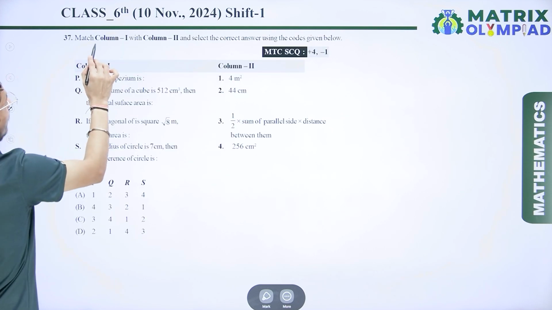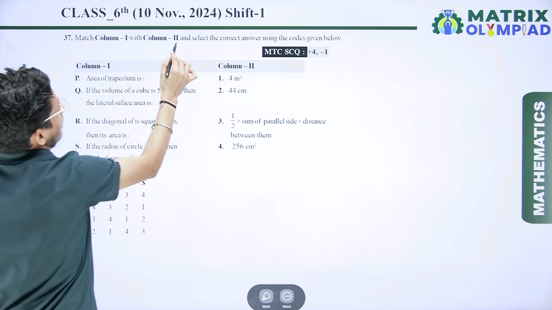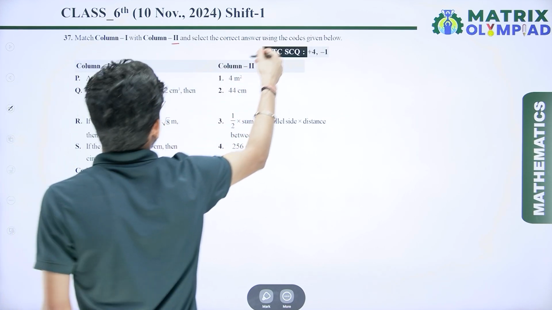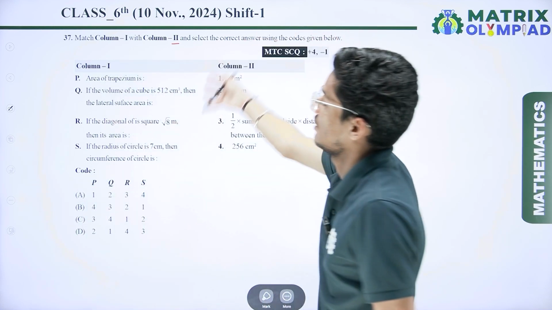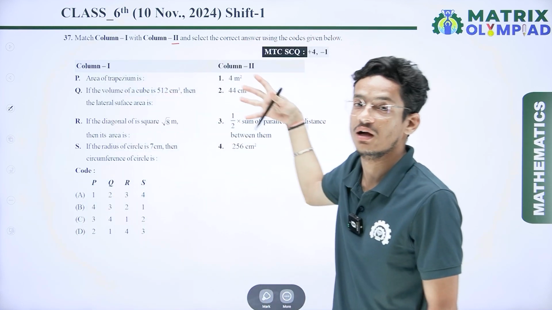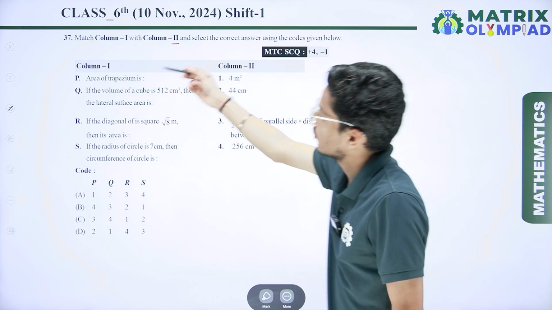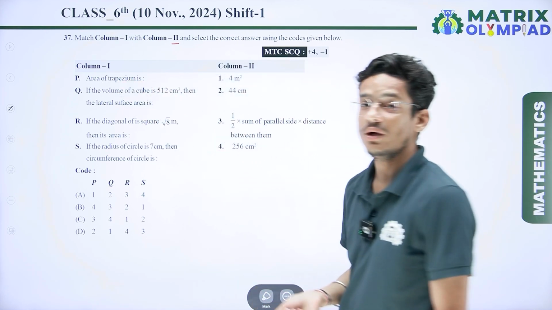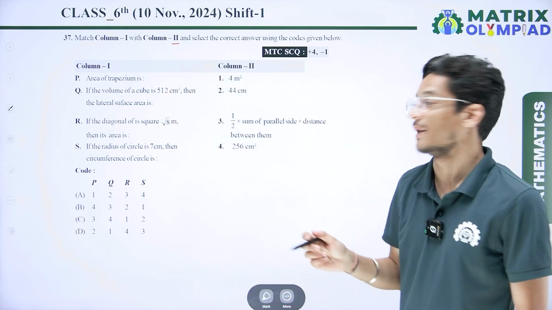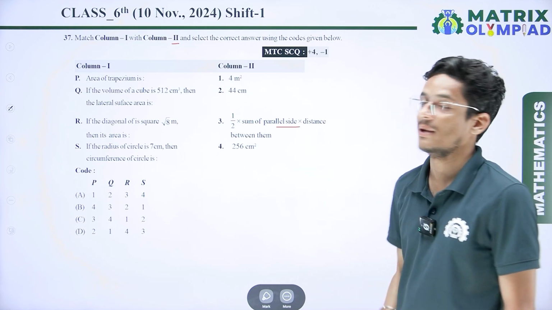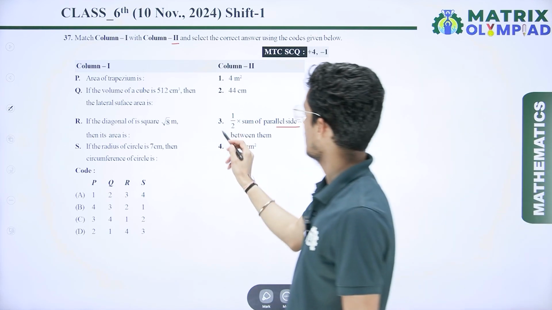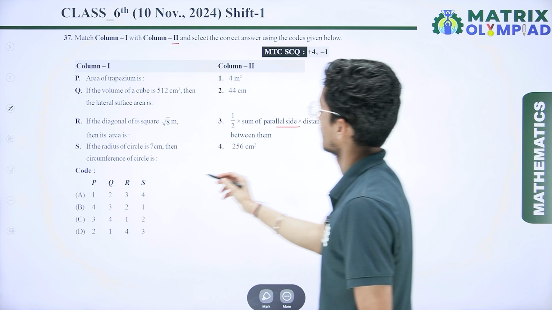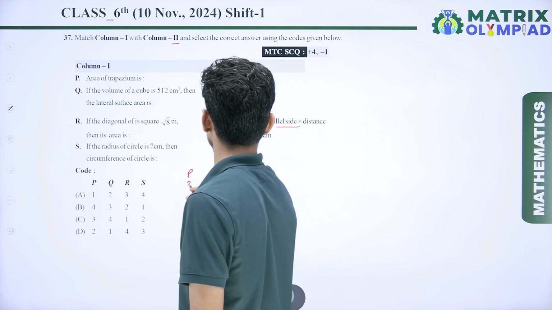So now if I talk about the next question, that is match column 1 and column 2 and select the correct answer using the code given below. So here we have given column 1 and here we have given column 2. So in column 1, P is area of trapezium. So we know area of trapezium is 1 by 2 multiply sum of parallel sides multiply distance between them. It means P is connected to third. So here I can write P is connected to third.